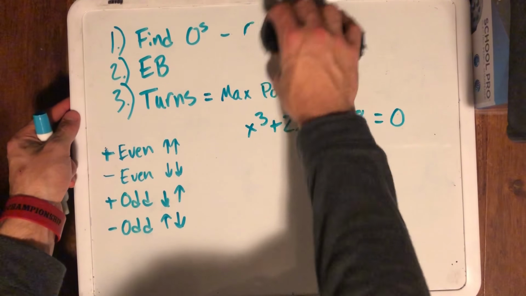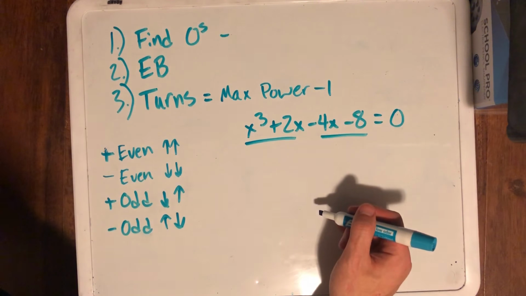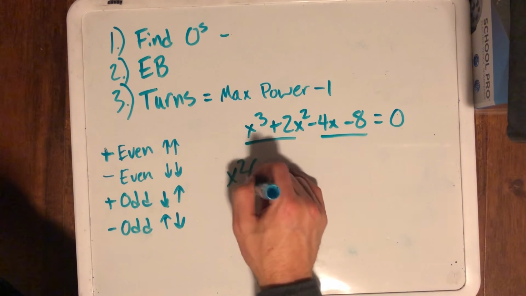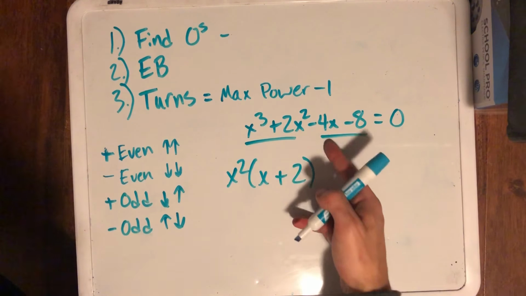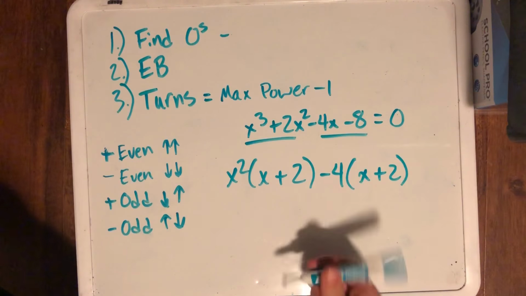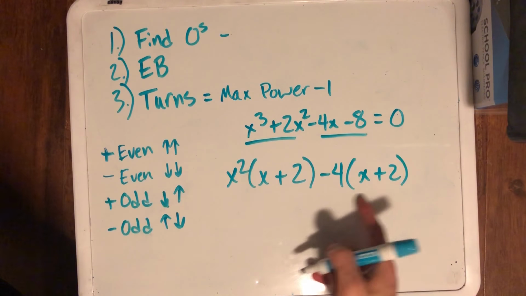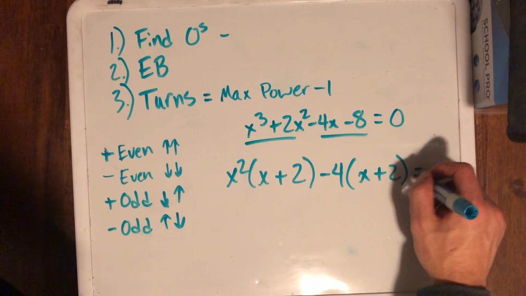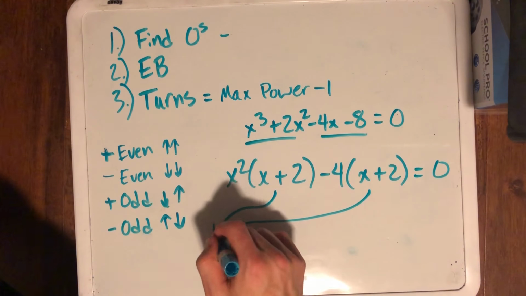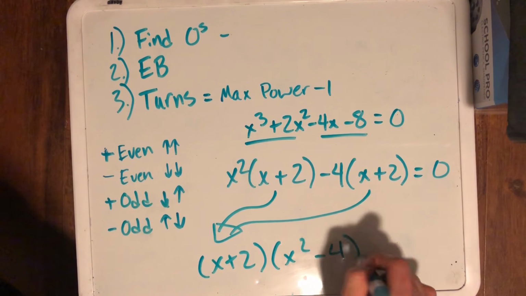I'll erase our zeros from the last one. To find our zeros, we're going to do some factoring by grouping. I pull out my greatest common factor here, which is x squared, which leaves us with x plus 2. Then we can pull out a -4 from here, which leaves us with x plus 2. If there's confusion on that, either watch the other video, or maybe ask me in class, and I can go more into why this leaves us with an x plus 2. But it's good that it does because now we can pull that into the front, and we get x plus 2 times x squared minus 4.